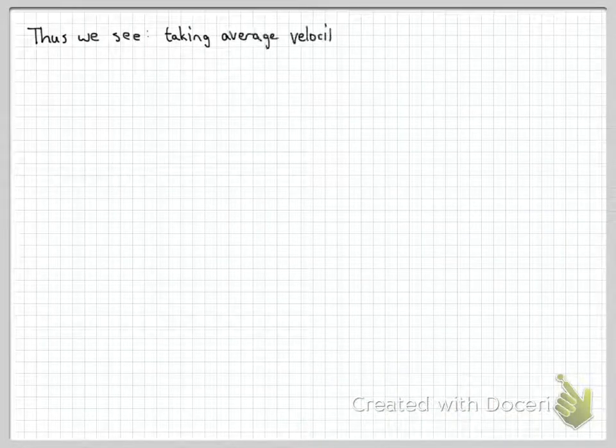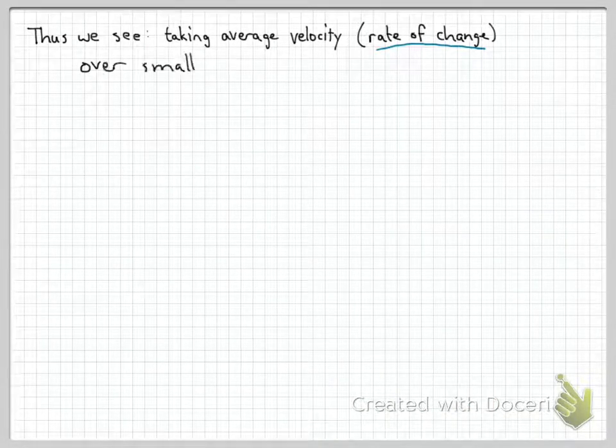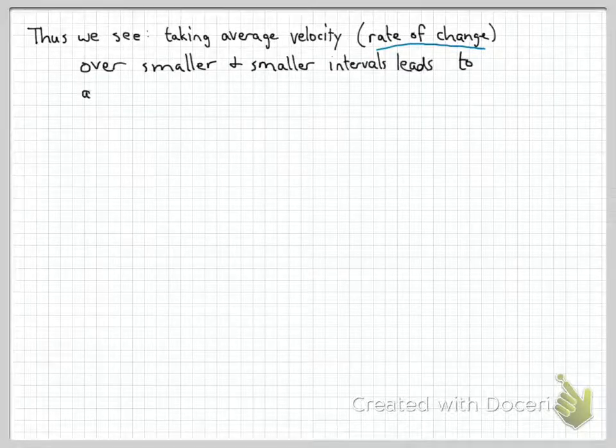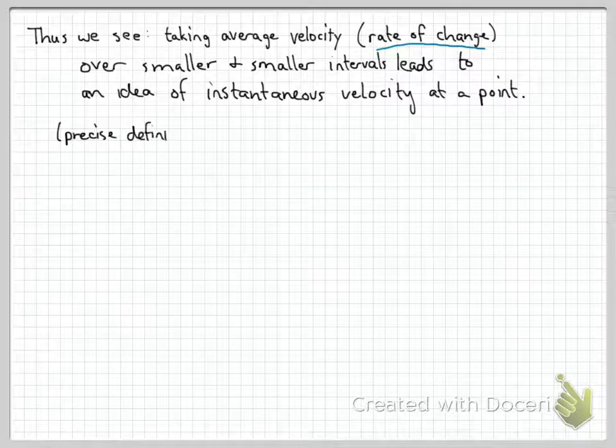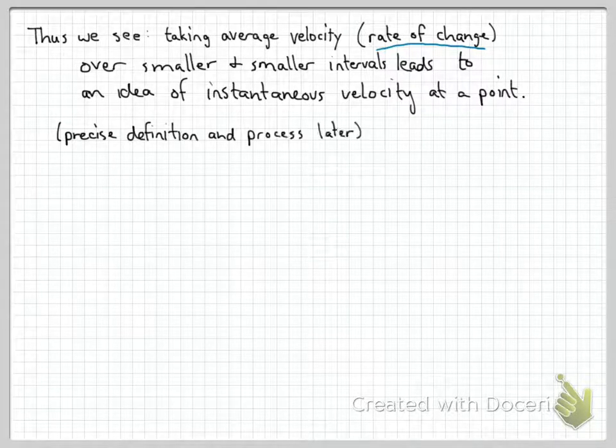Okay, so here's the summary. Taking average velocity, which is a rate of change, a change in position over change in time, average velocity over smaller and smaller intervals leads to an idea of instantaneous velocity at a point. We will get a precise definition and a precise way of doing this later. Right now, we're just taking a bunch of information and using it to get an estimate.